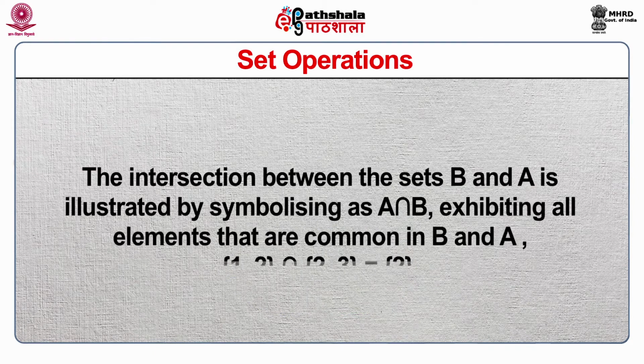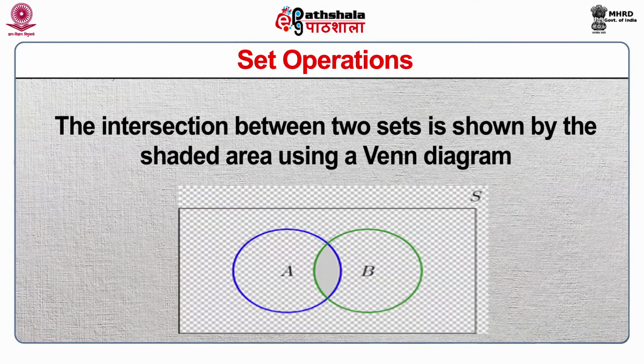Second, the intersection between the sets B and A is illustrated by symbolizing as A intersection B, exhibiting all elements that are common in B and A. For example, 1, 2 intersection 2, 3 is equal to 2 only. The intersection between two sets is shown by the shaded area using this Venn diagram.